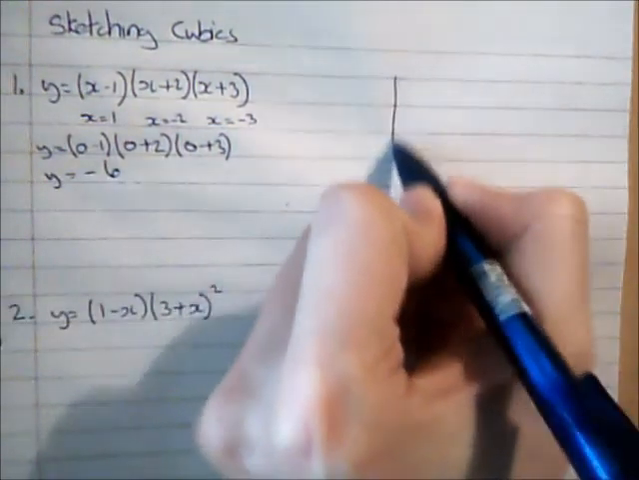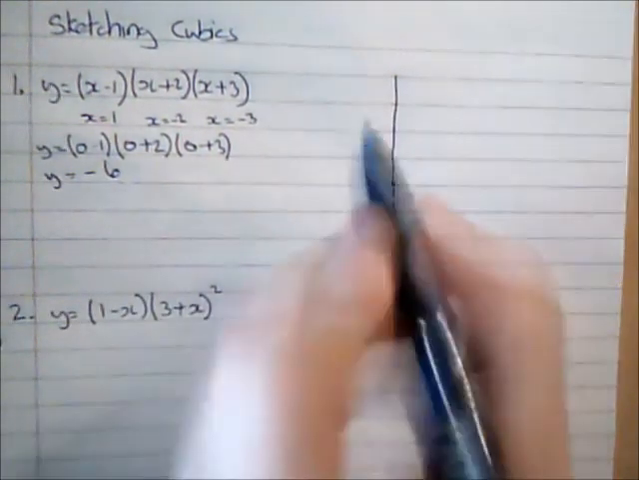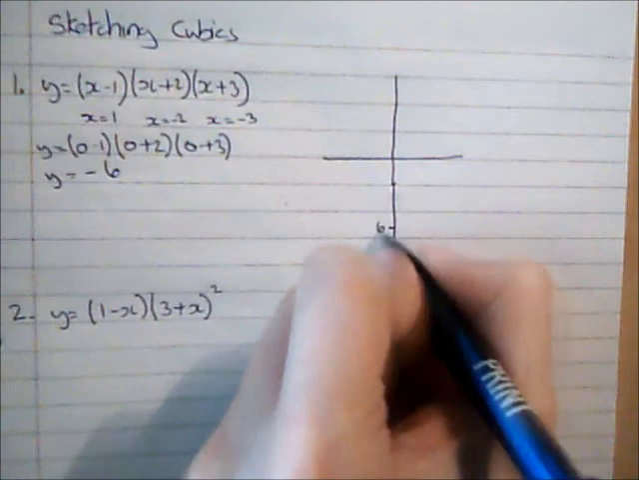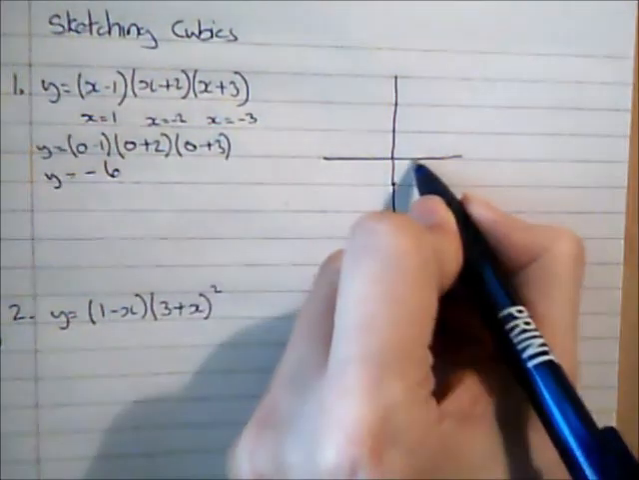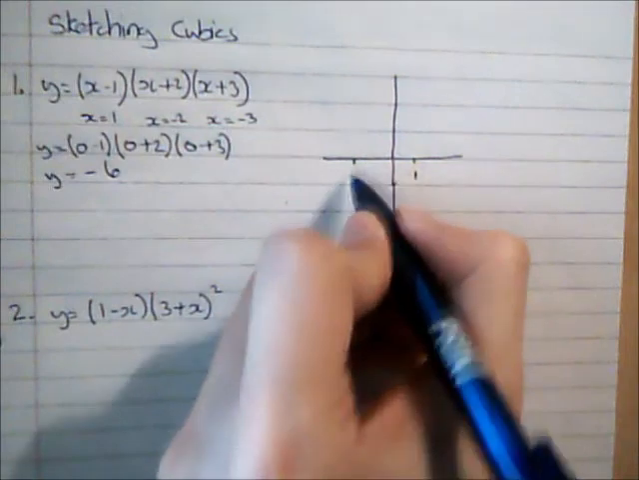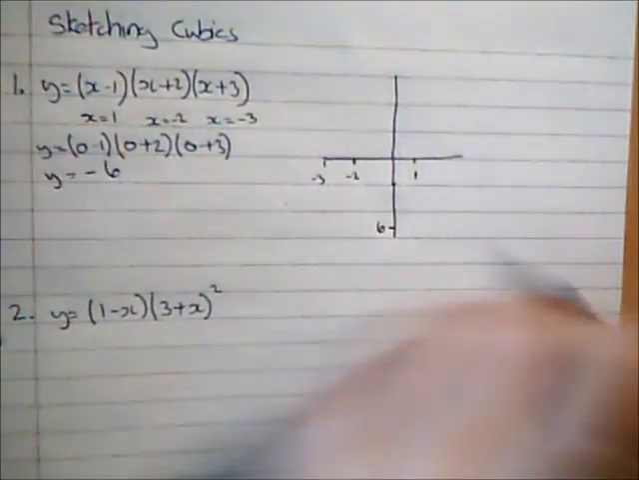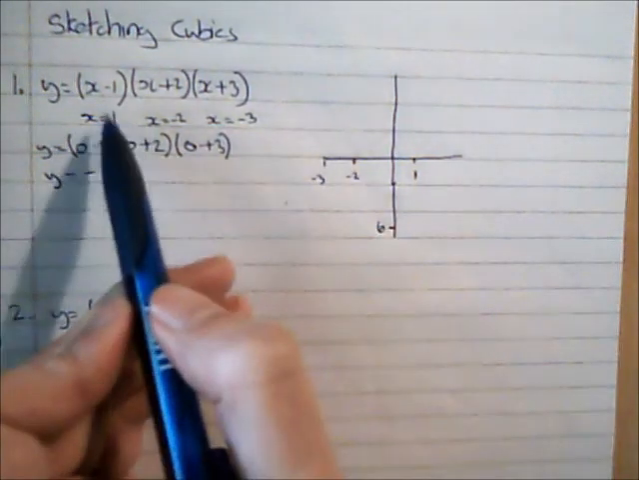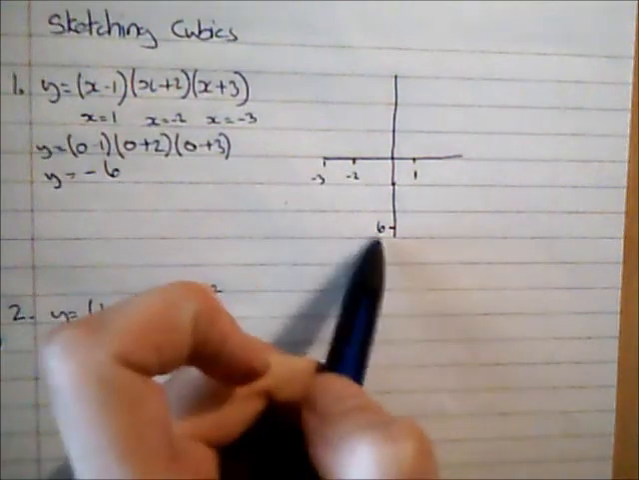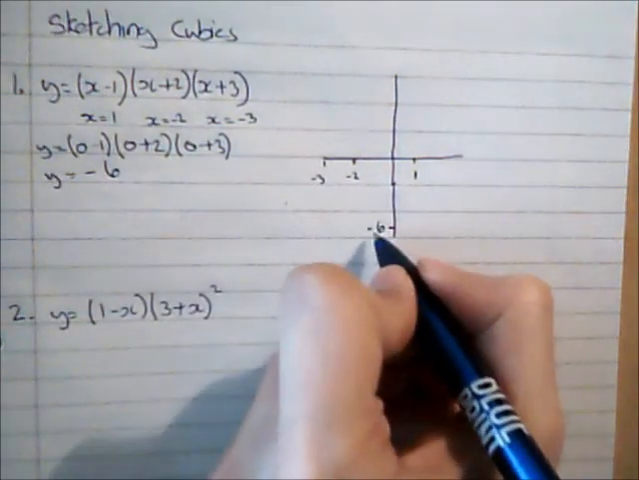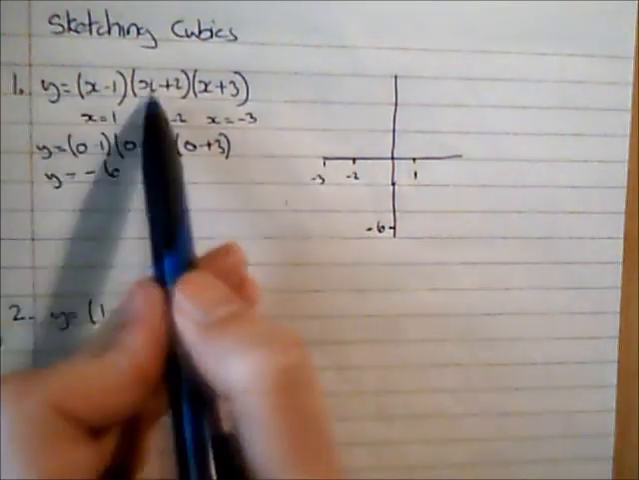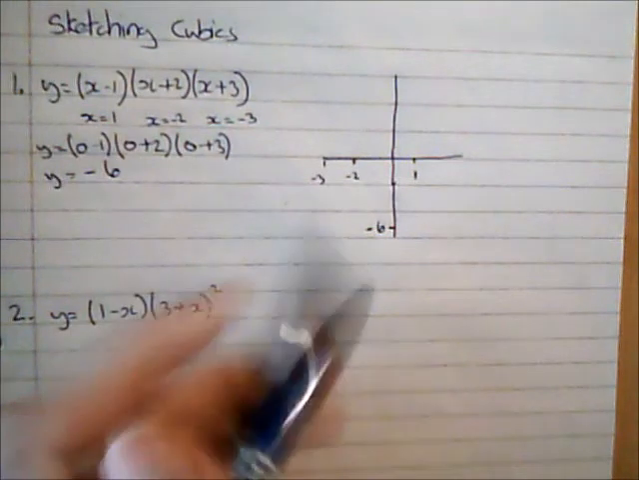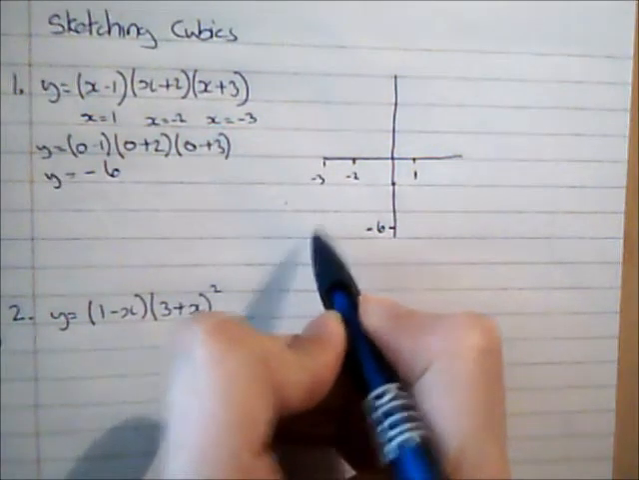So I can then have a set of axes, and I can mark on where these intercepts are going to be. So y is negative 6, x is 1, negative 2, and negative 3. And the final piece of information I need is the direction this curve is going to take. Now actually using negative 6 gives me an indication about this, but if I multiply the three x terms from each bracket, I get x cubed rather than a negative x cubed, and that tells me my function is going to begin as an increasing function.